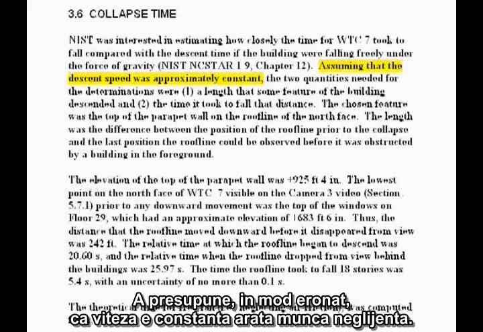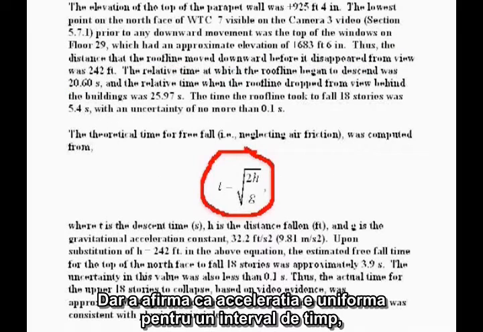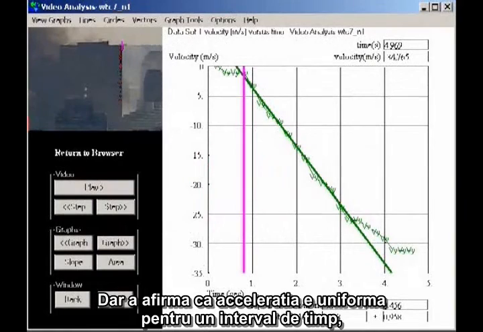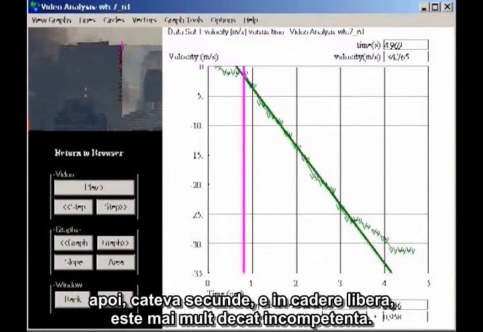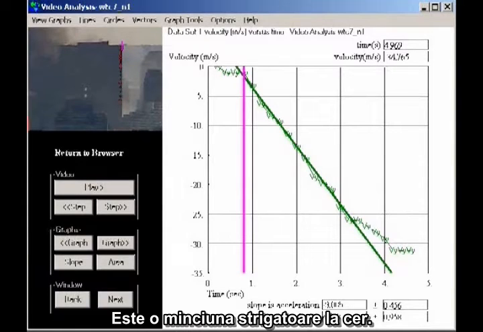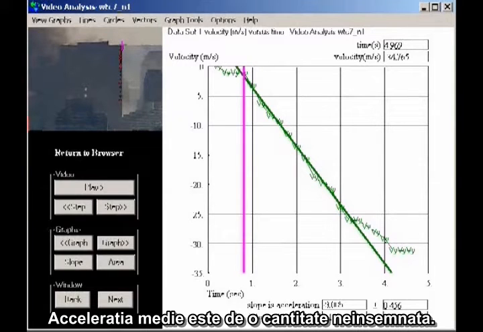Mislabeling their assumption to be constant speed indicates sloppy work, but asserting uniform acceleration for an interval where the building sits nearly motionless for several seconds, then drops for several seconds in freefall, is beyond incompetence. It is a crude, blatant lie. The average acceleration is a meaningless quantity.